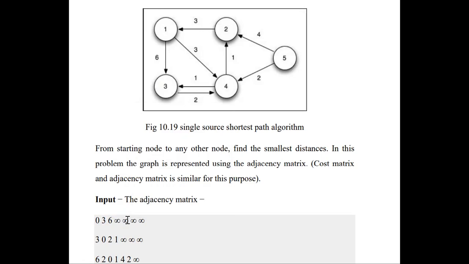For example, if there is a vertex 1 and 2, and there is no path between 1 and 2. So 1 comma 2, where here this is 0,0, and here 0,1, 0,2. Here 1,0, 1,1, 1,2 and 1,3.